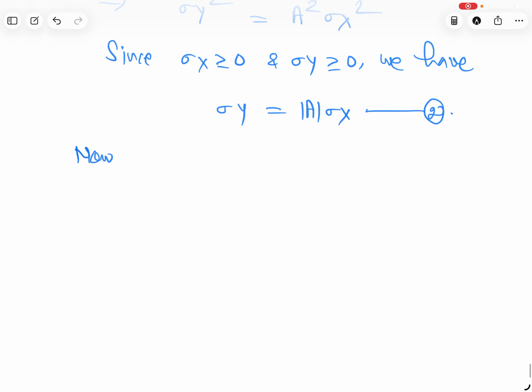Now what is rho? Rho is covariance sigma xy upon sigma x sigma y. The numerator is covariance. What is the formula of covariance? E(XY) minus E(X) into E(Y). Okay.